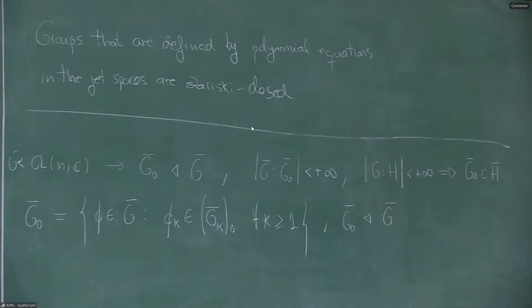But are these properties still true? For instance, if you have a finite index subgroup of a group of local diffeomorphisms, is it still true that the connected component of the identity is contained in the closure of H?